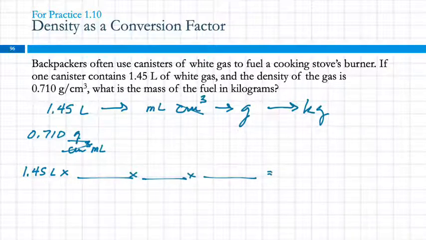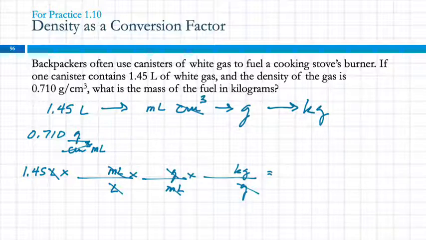1.45 liters times in a line, times in a line, times in a line. Liters, milliliters, grams, kilograms. The liter is my first unit, and I'm going to stick that down here so they cancel out. Milliliter is going to go down here so they cancel out. Grams goes down here. Cancel out. My liter, milliliter, that's a metric conversion with one prefix, right? So on the top I have 1 milliliter. On the bottom I write 1 times 10 to the minus 3 because that's what milli means.